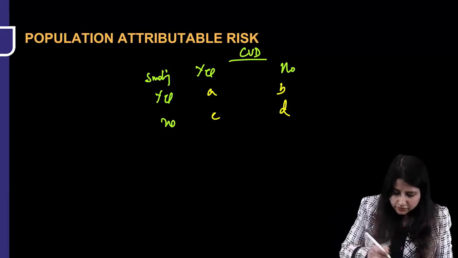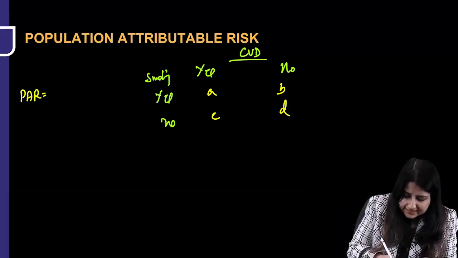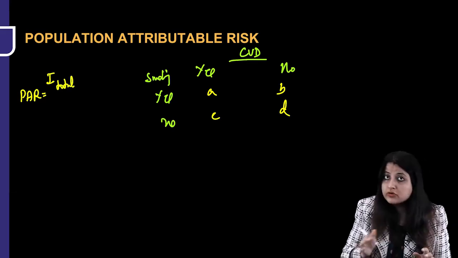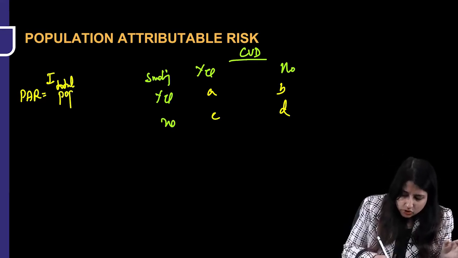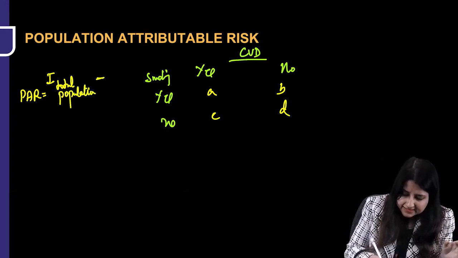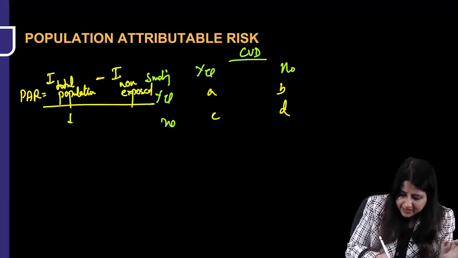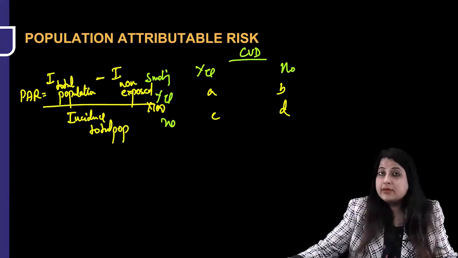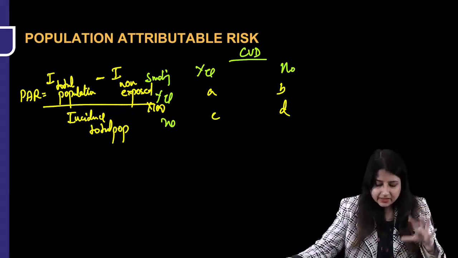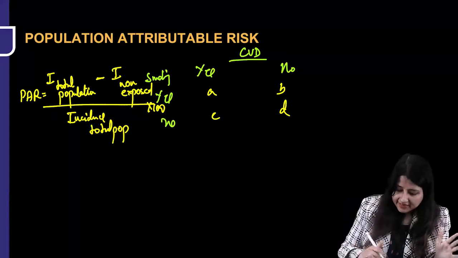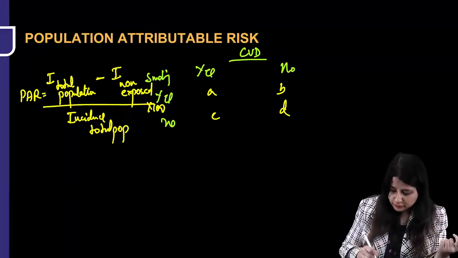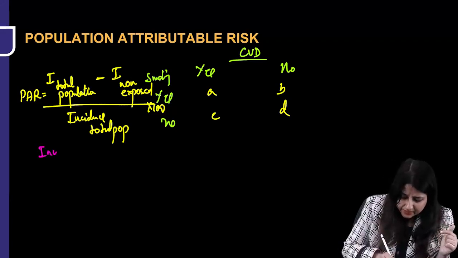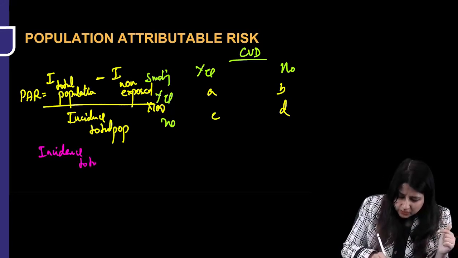So in population attributable risk, guys, the formula is also a difference, but it's incidence among total population minus incidence among non-exposed, divided by incidence among total population multiplied by 100. So what are we looking at? We are looking at the incidence among the total population. So you already know what is the incidence among non-exposed. But can you look at the table and appreciate what is incidence among total population?